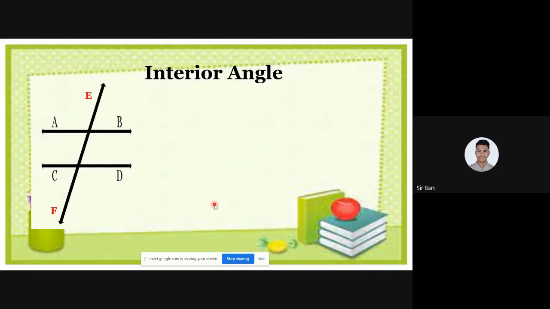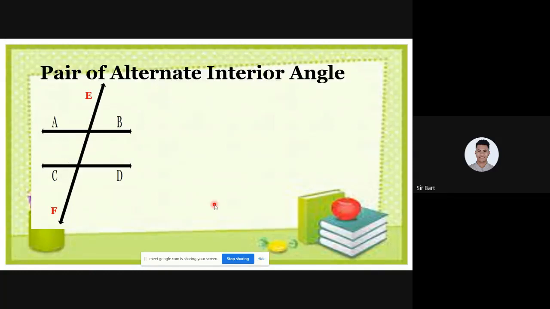Next is the interior angles. Again, we have angle 1, angle 2, angle 3, angle 4, angle 5, angle 6, angle 7, and angle 8. The interior angles are angle 3, angle 4, angle 5, and angle 6. We're going to find out the pairs of alternate interior angles. The pairs of alternate interior angles are angle 3 and angle 6, angle 4 and angle 5.